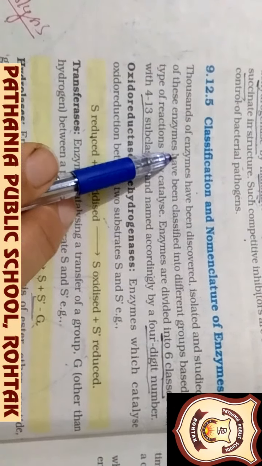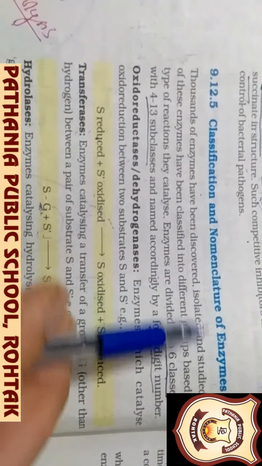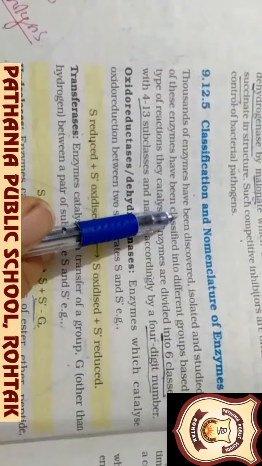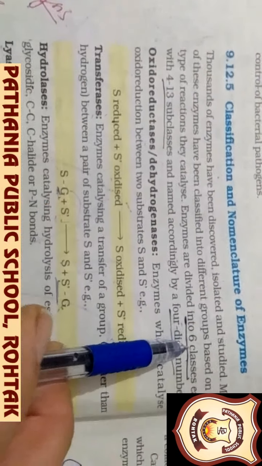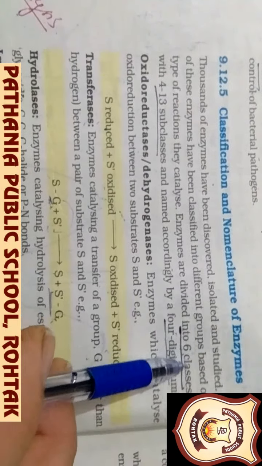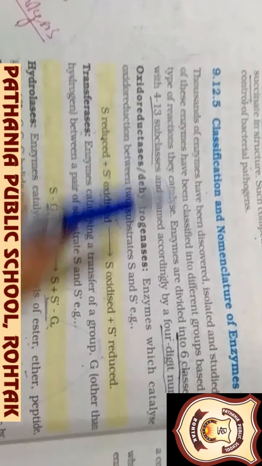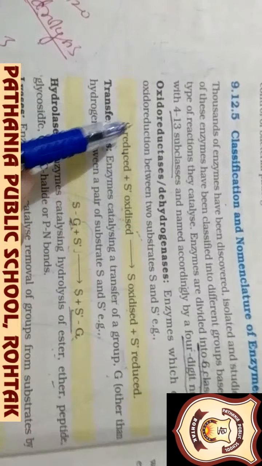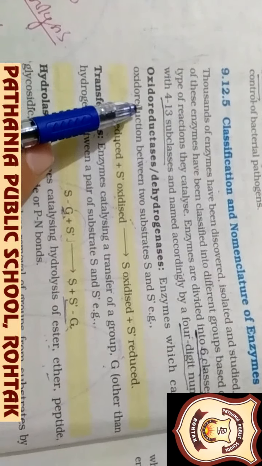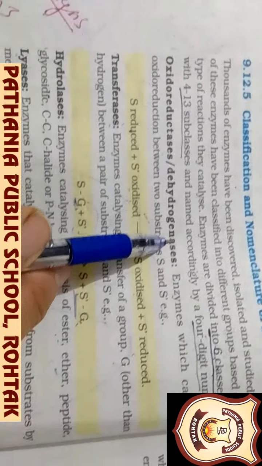There are thousands of enzymes which have been discovered, isolated and studied. So how to classify these enzymes? They are classified into 6 main classes. These classes are further classified into 4 to 13 subclasses, but here we are to discuss only these 6 classes. The first class of the enzyme is oxidoreductase or dehydrogenase enzyme.